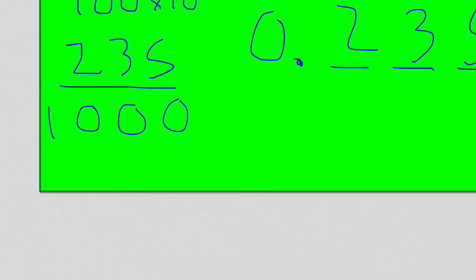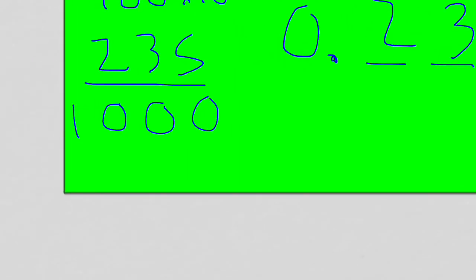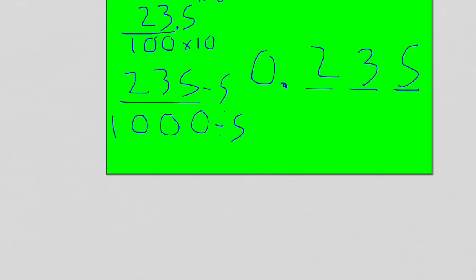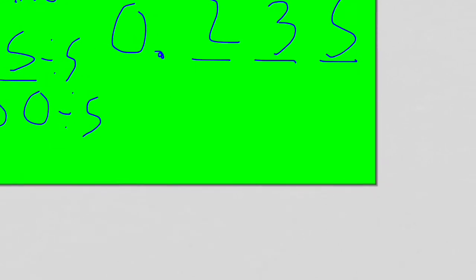Now to get this in lowest terms, hopefully we recognize this ends in 5, this ends in 0, so we can divide by 5. A lot of people have trouble with this kind of division. I'm going to show you what I often tell the kids, and we'll practice this a lot this year. I'm going to move this over here to do 235 divided by 5. Okay, 235 divided by 5.